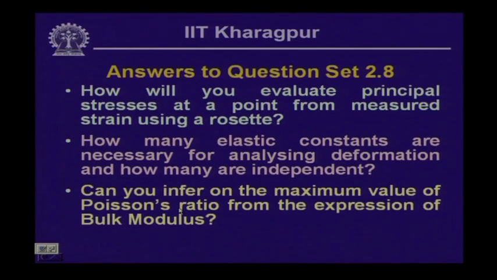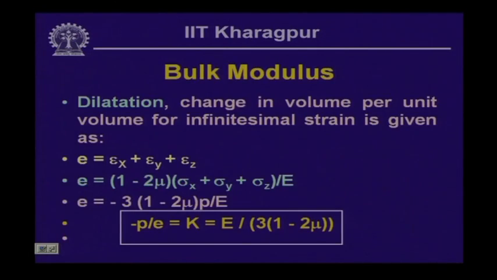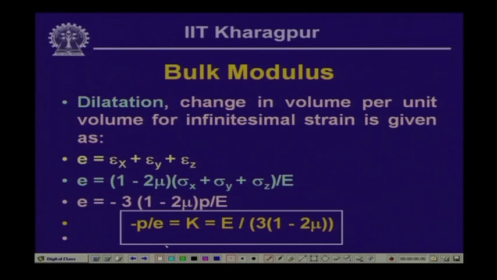Now, the third question is, can you infer the maximum value of Poisson's ratio from the expression of bulk modulus? Now, let us look into the expression for the bulk modulus. This particular aspect I discussed in the last lesson, that dilatation, which we have denoted as E, is defined as delta V by V, where delta V is the change in the volume and V is the original volume. That is how dilatation is the change in volume per unit volume. If V is equal to 1, E is equal to delta V.